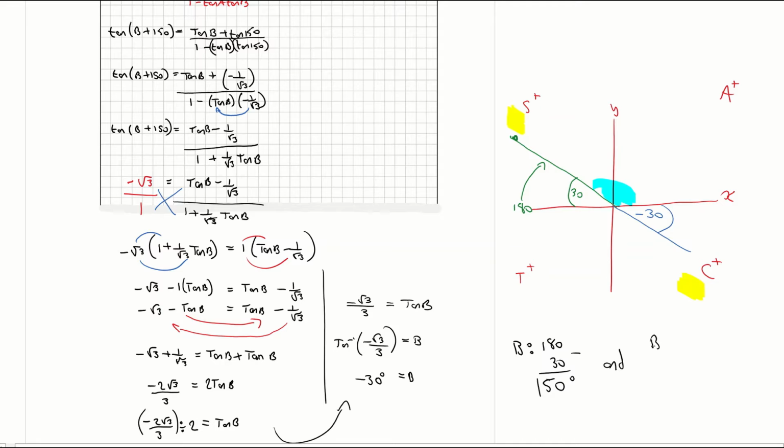I could also have the angle where I am, the negative 30. If I just add on a full rotation, 360 degrees brings me to here. So if I go 360 plus negative 30, or just 360 minus 30, that brings me to 330 degrees. So they're my two values for b, 150 degrees and 330 degrees.